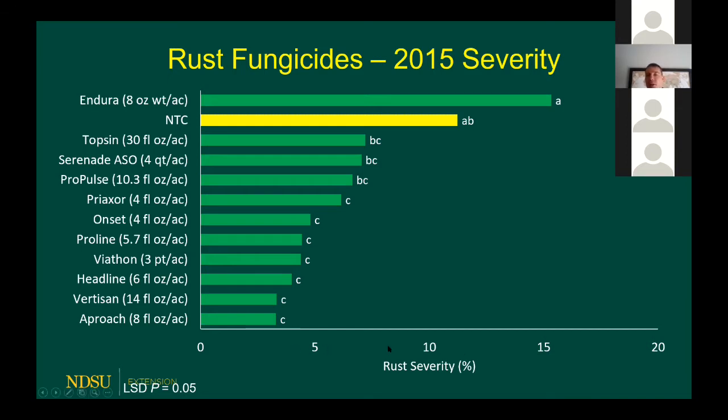On the bar here, you can see rust severity, and you can certainly see that the non-treated control has a lot of disease severity. Endura, great on white mold, not as much on rust. So they're statistically the same here, but sometimes Endura works a little bit.